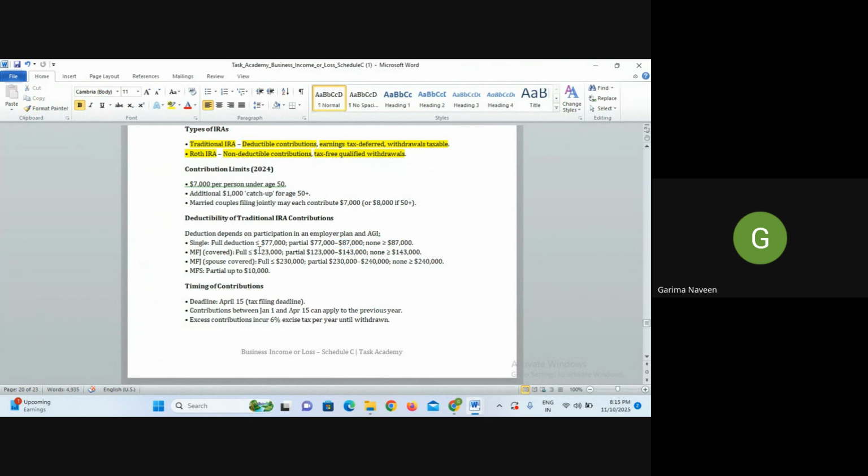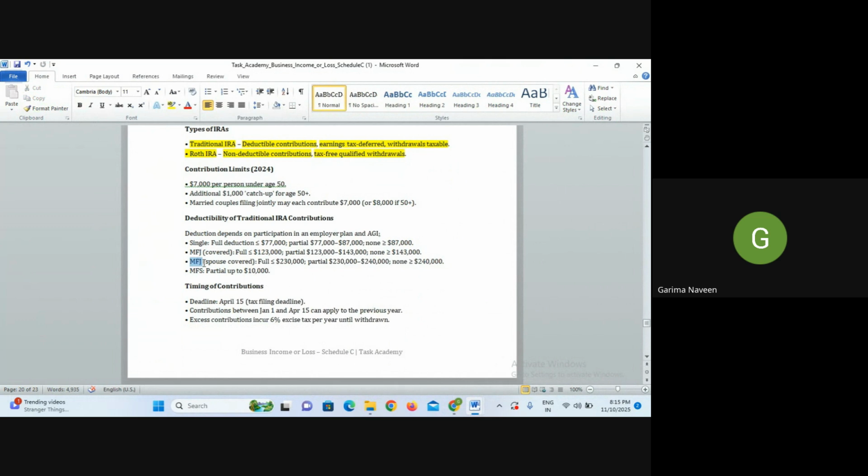Similarly, this deduction limit also depends upon filing status. So this is for single, and for married filing jointly, if your AGI is less than or equal to $123,000, then you can get the full deduction. But if it is more than $123,000 and up to $143,000, then the phase out of deductions starts, and it completely phases out at this limit.